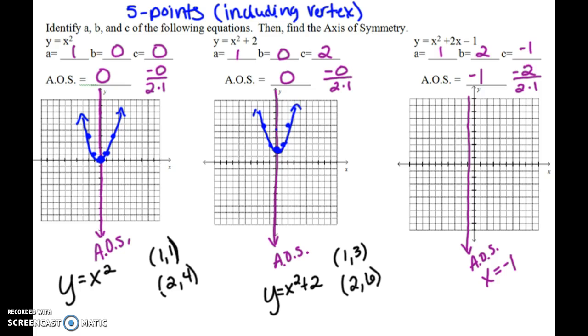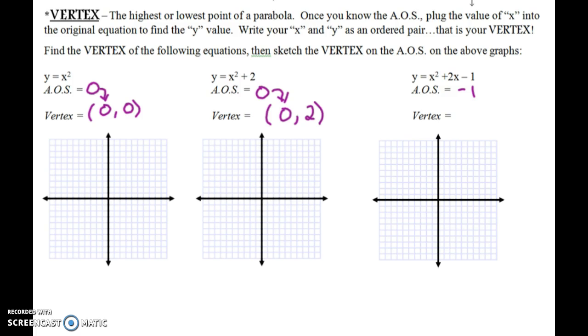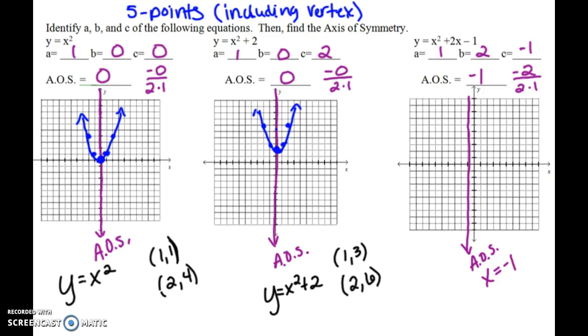All right, last one. I like this one because it's a little bit moved over. It's not on the y-axis anymore. So we already know that AOS is -1. That's going to become the x value of my vertex. Okay, so I just move it down, plug it in. So -1 squared is 1. 2 times -1 is -2 minus 1. So 1 minus 2 minus 1 is -2. There's my vertex. So -1, -2 is my vertex.